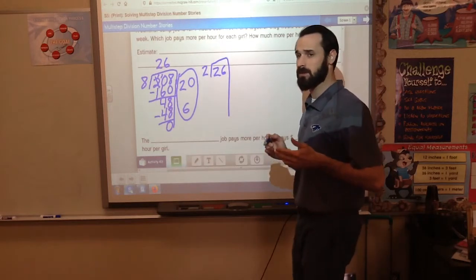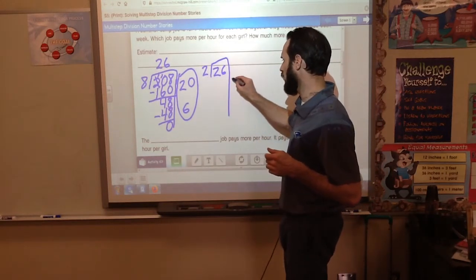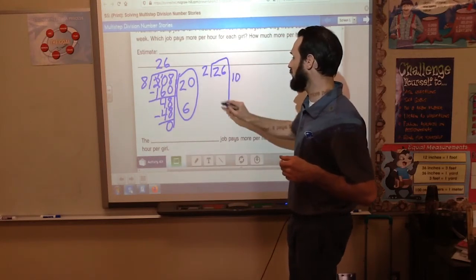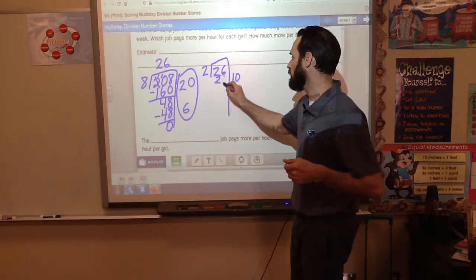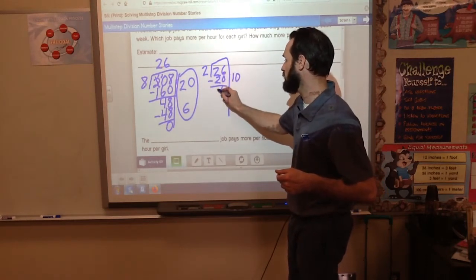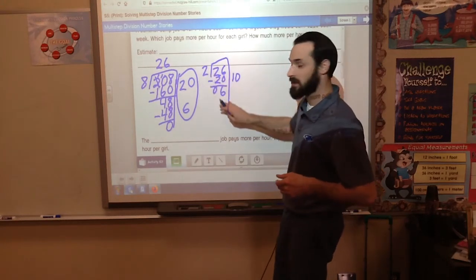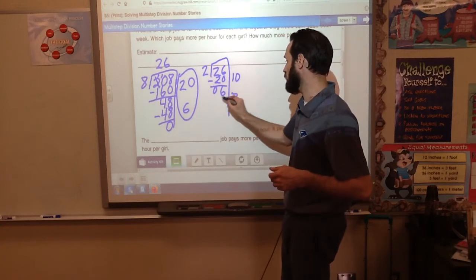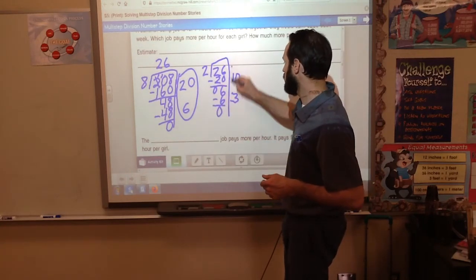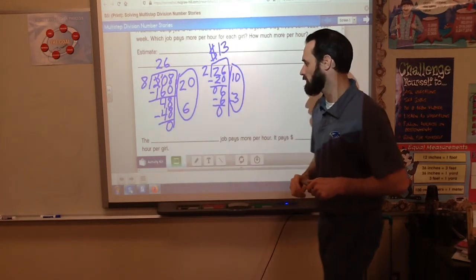Alright, so here's how we would do that if you've already worked through it. We're thinking 2 times what gets us close to 26. If you weren't sure, you could start with 10 here. 2 times 10 is 20. And subtract. 6 minus 0 is 6. 2 minus 2 is 0. Alright, now I'm thinking, how many 2's go into 6? And 2 times 3 is 6. And I subtract, and that's a 0. So each girl at babysitting earns $13.